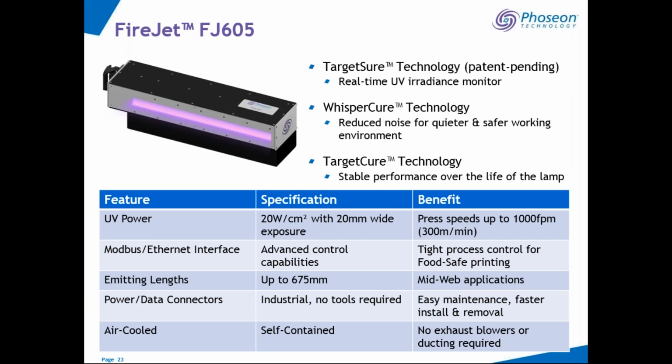Whisper Cure technology in the air-cooled environment allows you to reduce the fan noise and monitor that noise level to make sure that the operators who are constantly on shift are not bothered by the amount of noise coming from the fans, as they do run quite efficiently, but at the same time do put out noise. And so we want to make sure that we can moderate that. And finally, Target Cure, as we talked about before, is about the ability to offer stability and uniformity across the platform to make sure that we have a stable delivery of energy over the life.